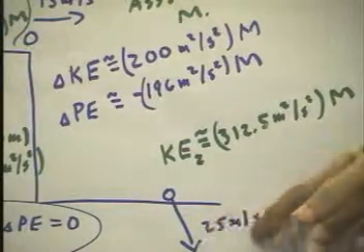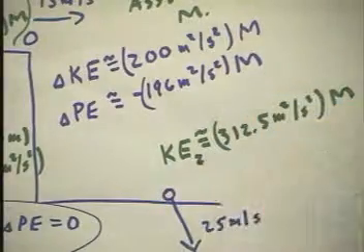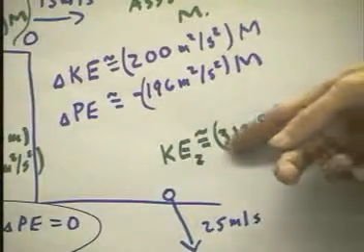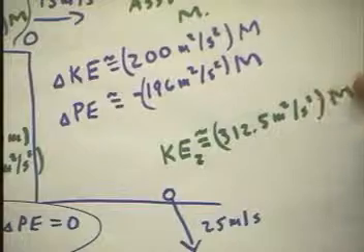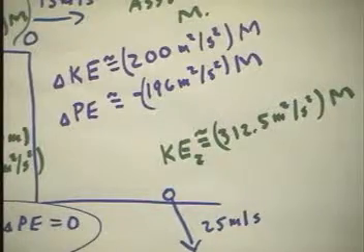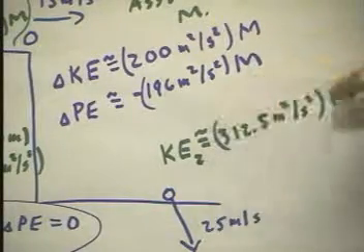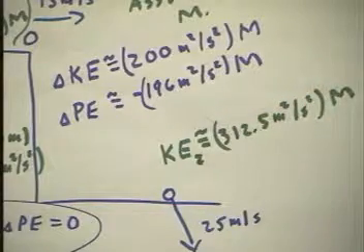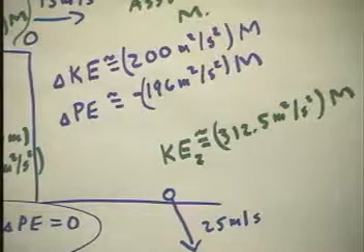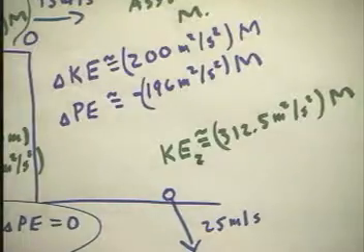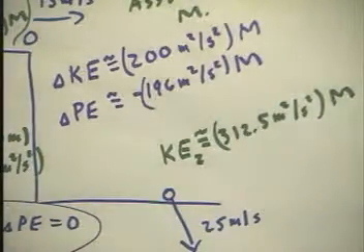Okay, so we have a 25 meter per second velocity at this point, and that gives us a kinetic energy of 312.5 meters squared per second squared times big M. Now this is approximate, and I'm really using an inappropriate number of significant figures here. So forgive me and don't make the same mistake.